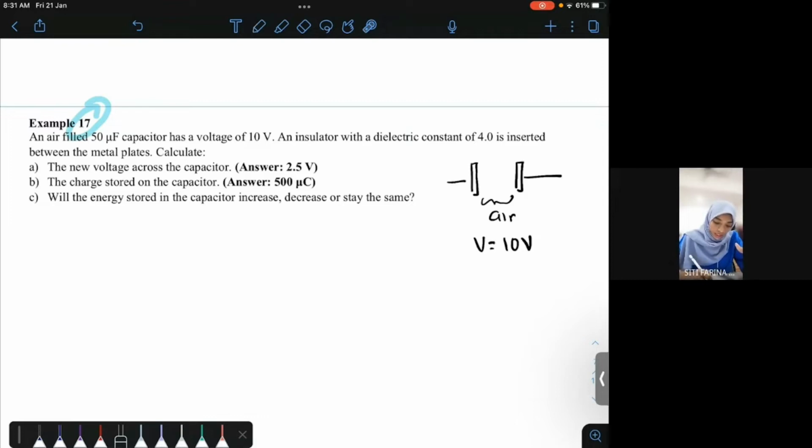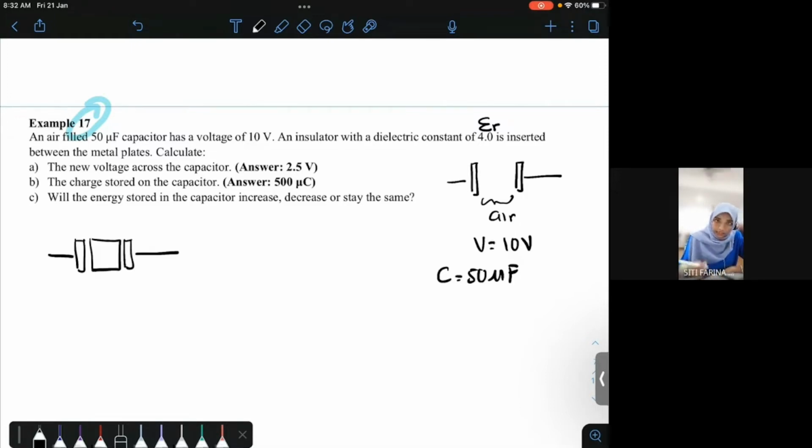Okay, let's repeat this question so that we can understand. An air-filled 50 microfarad capacitor has a voltage of 10 volt. Okay, when it is filled with air, the capacitor value is 50 microfarad and the voltage is 10 volt. Okay, and an insulator with a dielectric constant of 4 is inserted between the metal plates. So now we take a dielectric with value 4 and insert it between the metal plates. So now your capacitor is no longer filled with air, but we have occupied it with a dielectric that has a value of 4.